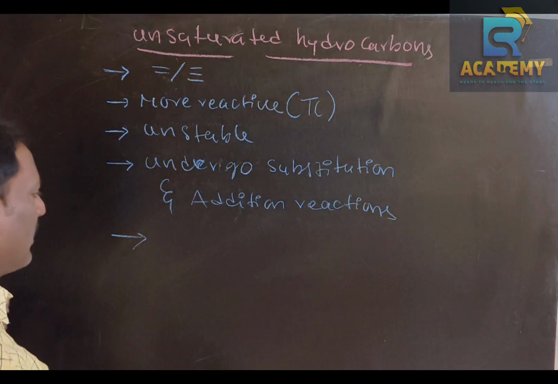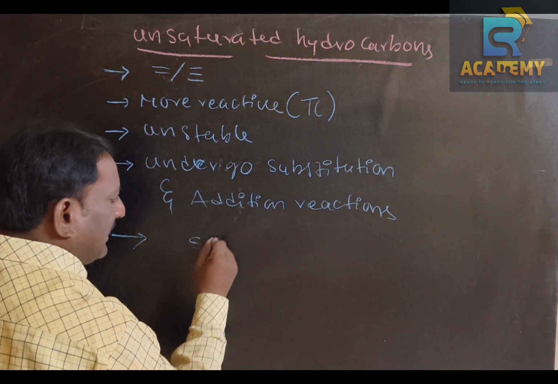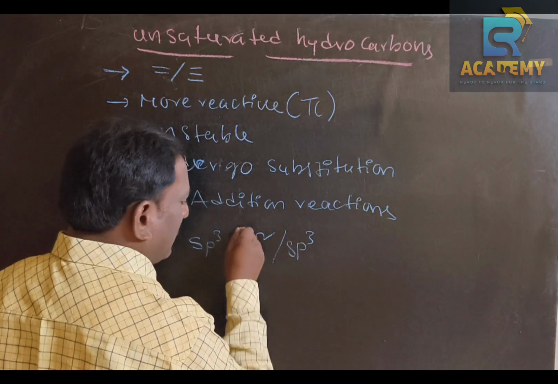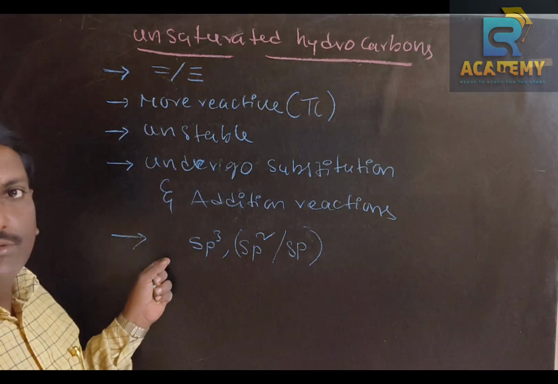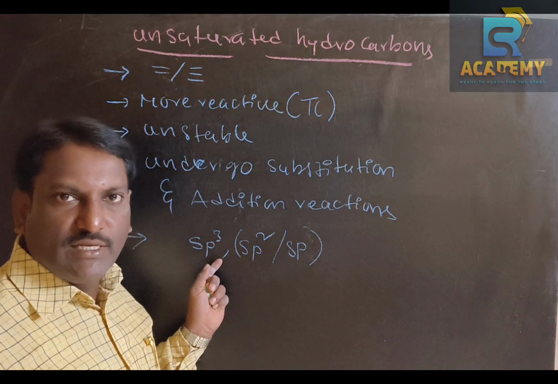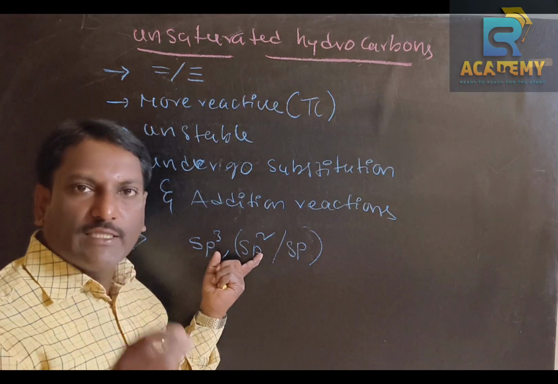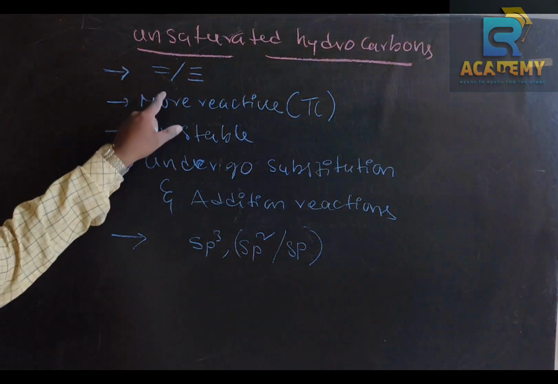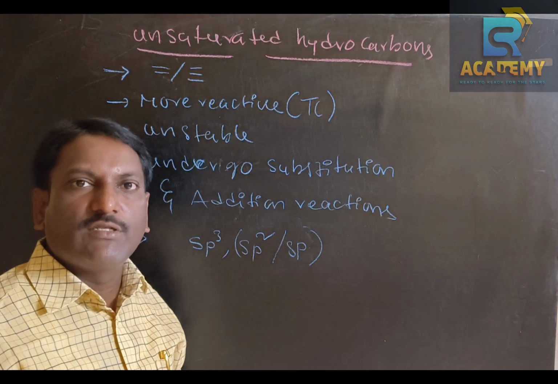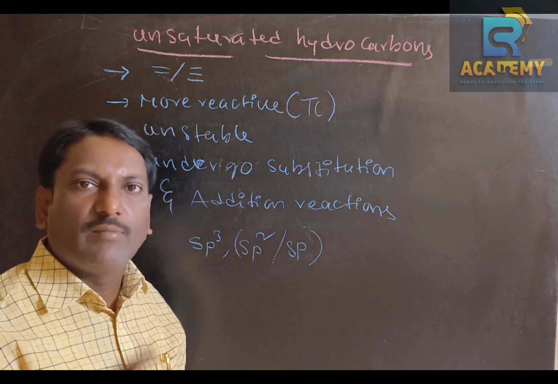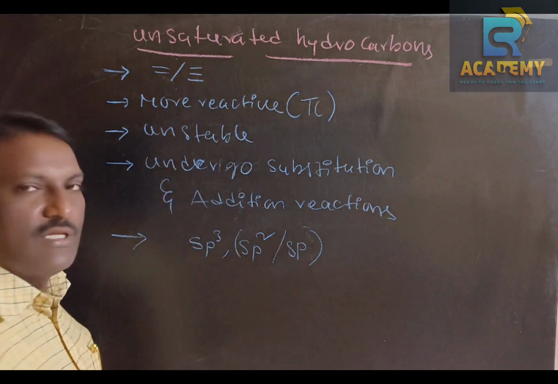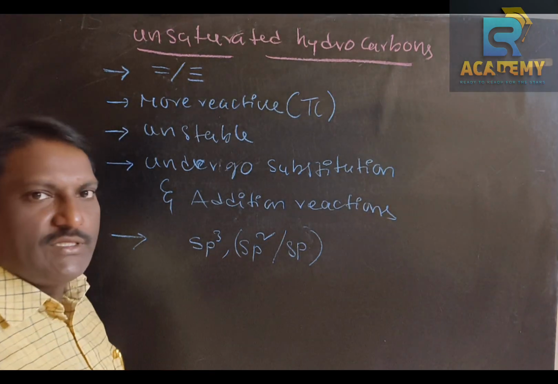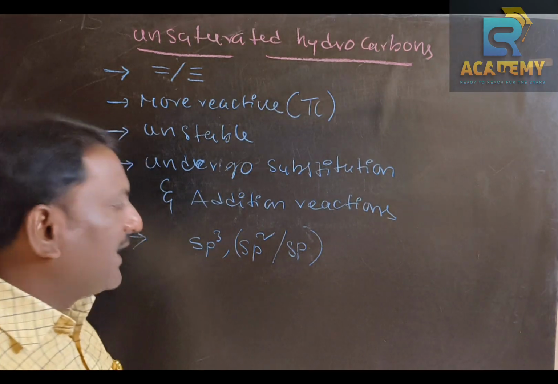Next one. Unsaturated hydrocarbons consist of sp3 hybridized carbon along with sp2 hybridized carbon or sp hybridized carbon atoms. These hydrocarbons consist of at least one double bond or one triple bond between carbon and carbon. They are more reactive and unstable, and they undergo substitution reactions followed by addition reactions. Okay?